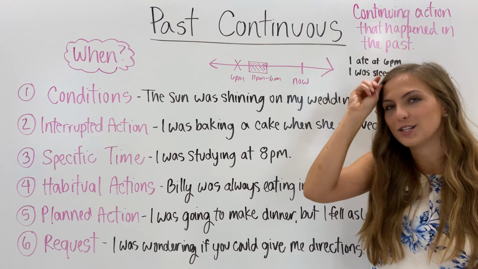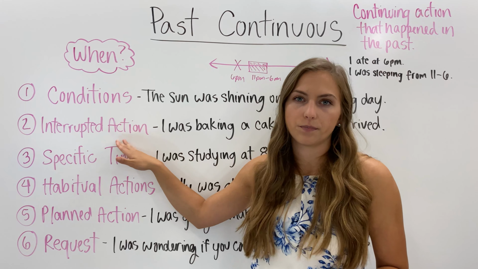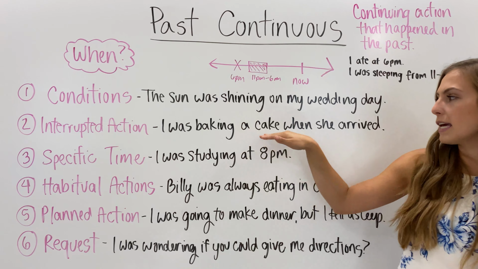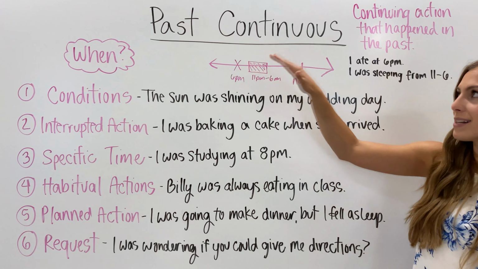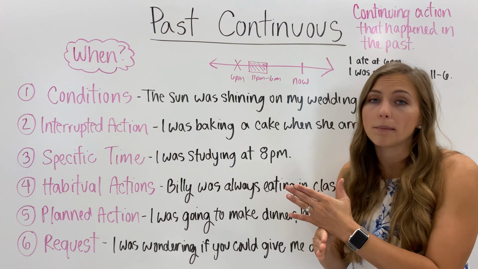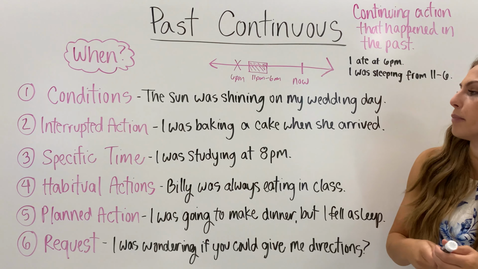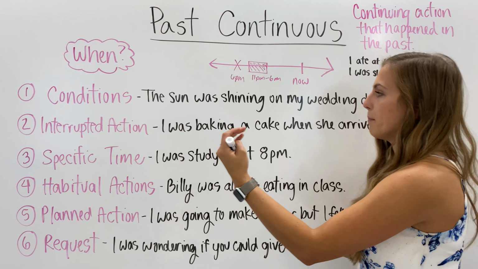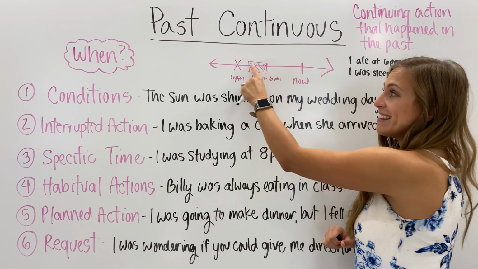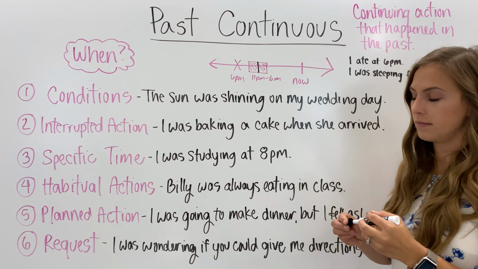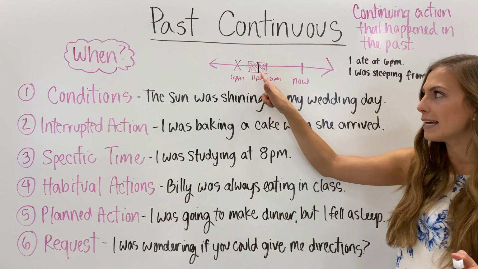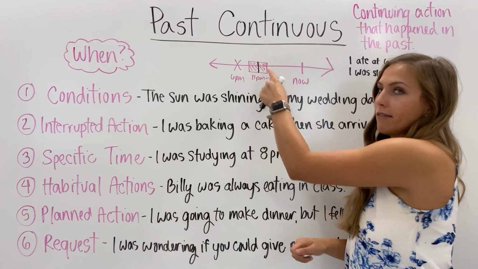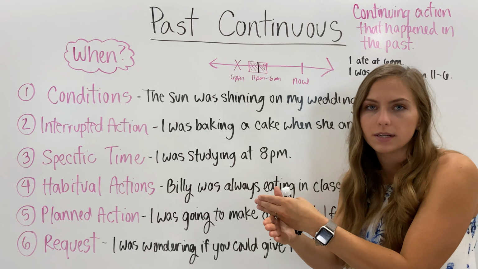Secondly, we can use the past continuous tense when we talk about interrupted action. All right, so let's read the example. I was baking a cake when she arrived. So we can use the past continuous tense when an action interrupts the continued action. So let me explain. Like I said, past continuous is when something happens for a length of time. Interrupted action means within this time, something interrupts it. So, for example, while I was baking a cake, right, in the middle of this experience, in the middle of me baking a cake, she arrived. That broke up the action. It interrupted the action, right?